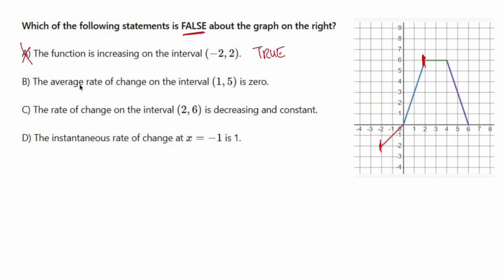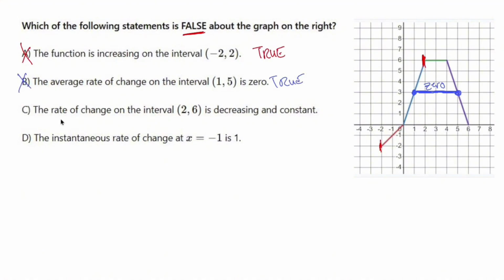Let's take a look at B. The average rate of change on the interval 1, 5 is 0. Here's 1, so that lines up with 3. Here's 5, so that also lines up with 3. So the average rate of change of 2 points is going to be the slope of those 2 points. Since that's a horizontal line, the slope is 0. This is indeed a true statement, which means I don't want it.